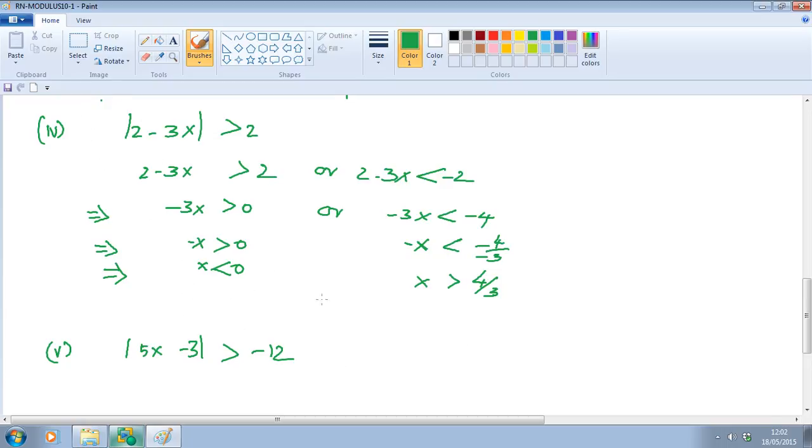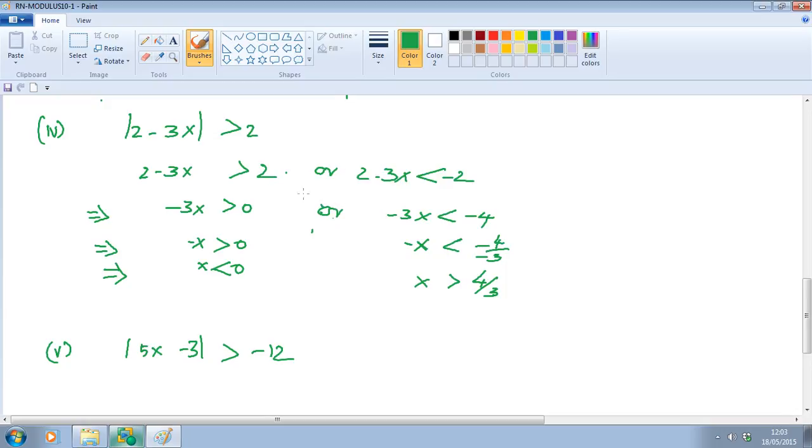So in this next problem, modulus of 2 minus 3x is greater than 2. It means 2 minus 3x is greater than 2, or 2 minus 3x is less than minus 2. So the first equation is very easy to solve. Minus 3x is greater than 0, or minus x is greater than 0. When minus x is greater than 0, it means x is less than 0.